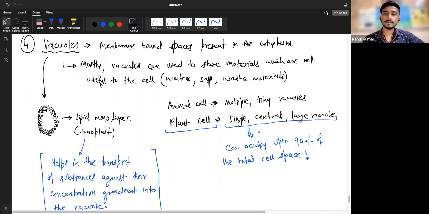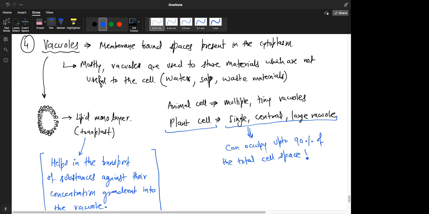And what's the special thing about the vacuole membrane? Remember tonoplast? You can see it has this membrane. It's a single layer of lipid membrane, called the tonoplast. So vacuoles mostly store water, sap, and waste. In animal cells there are multiple tiny vacuoles, whereas in plant cells there is a single large central vacuole that occupies up to 90% of the cell space.